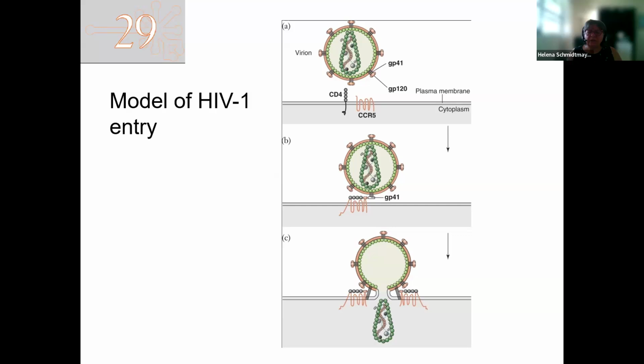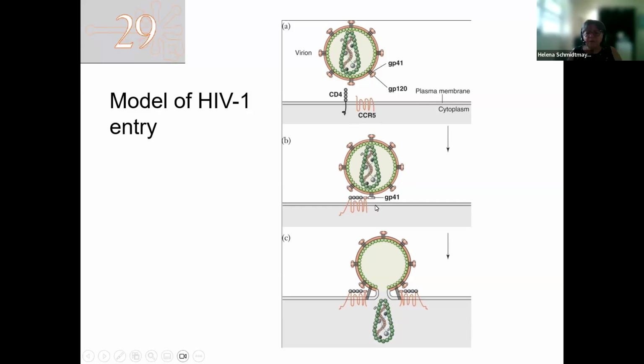So this is a model of entry. We know that firstly, HIV GP120 binds to CD4. CD4 is a required, but not sufficient, receptor. This first binding is required to trigger conformational changes in GP120, which opens the binding site for the chemokine co-receptor CCR5 or CXCR4.